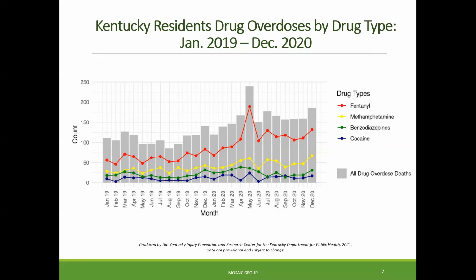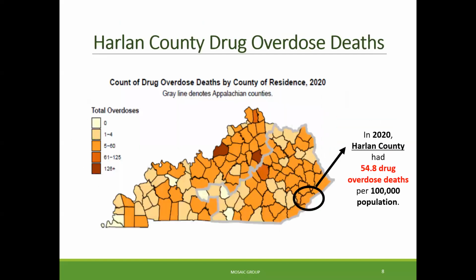Taking a look at state-level data here, we see the national data aligns quite well with what played out in Kentucky from January 2019 through December 2020. We see fentanyl-related drug overdoses began to ramp up early 2020 and hit quite a spike in May 2020 and really has maintained high counts since the spike. Taking a closer look at the local Harlan area, in 2020, Harlan County had nearly 55 drug overdose deaths per 100,000 population of individuals.